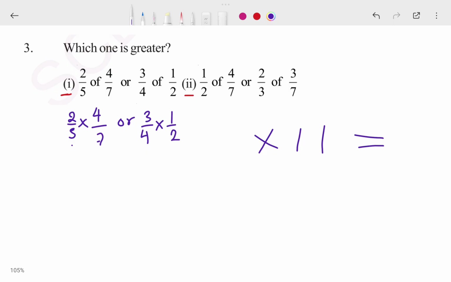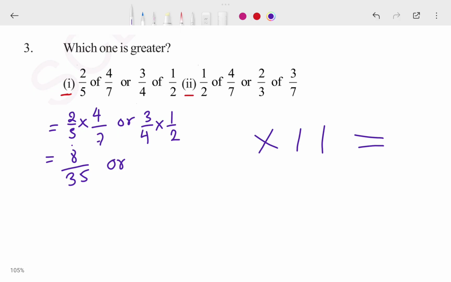2 into 4, that's going to be 8. And 5 and 7, it is going to be 35. Okay, this is over. Now let's see this one. So here 3 and 4, can you divide 3 and 4? It is not possible. 1 and 4, it is possible, but the answer will be same.